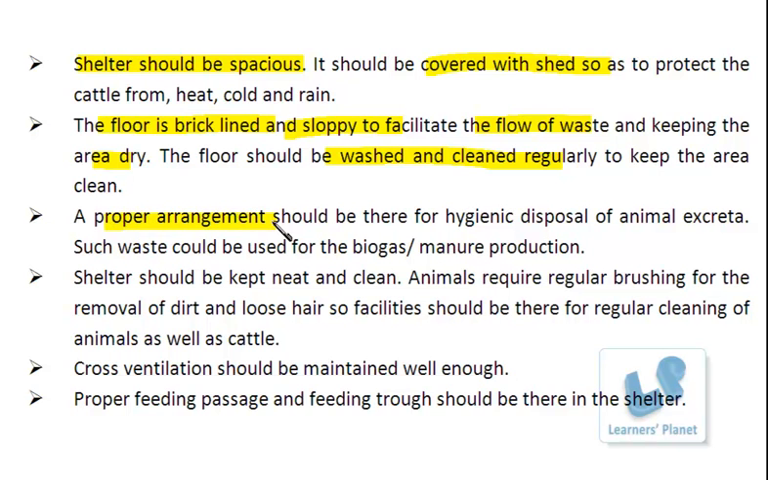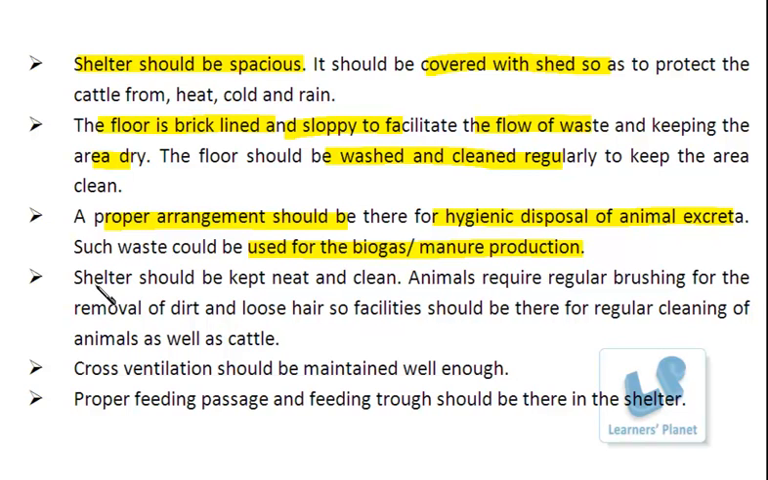Besides this, a proper arrangement should be there for the hygienic disposal of the animal excreta. Now this excreta can definitely be stored in pits and different areas, and over there it could be used for biogas or manure production also. That depends of course on the farmer's choice, but this is one of the benefits which can be obtained from the waste. So it will not only provide manure, it will not only provide fuel, but also it will protect the environment from pollution.